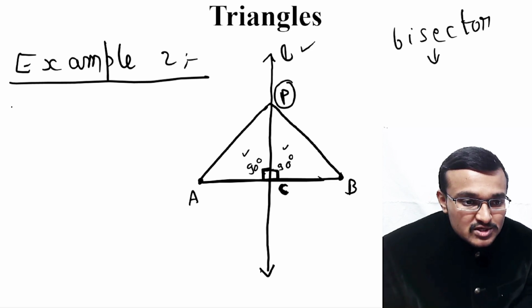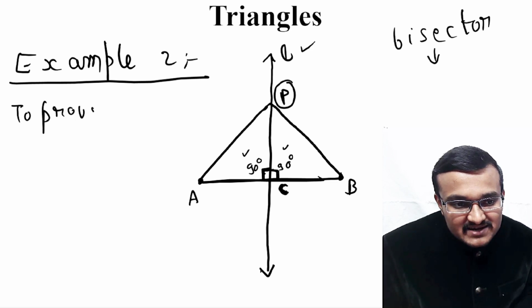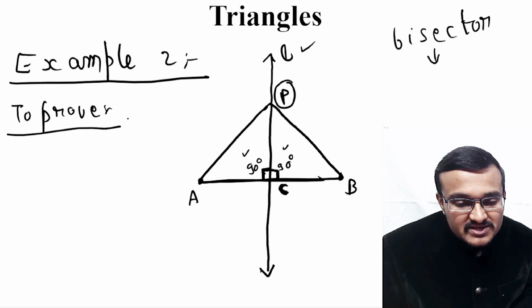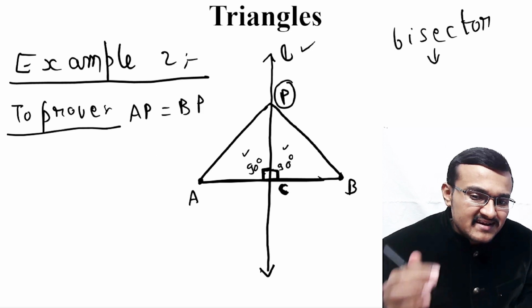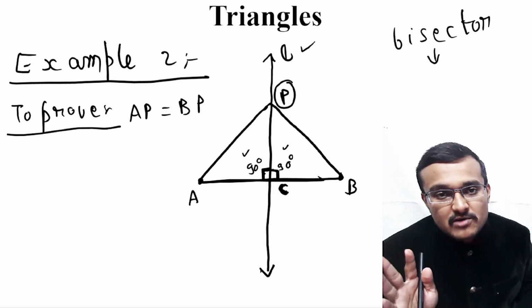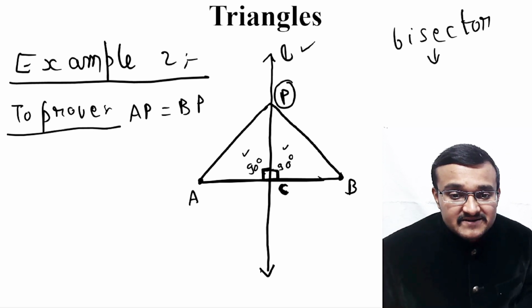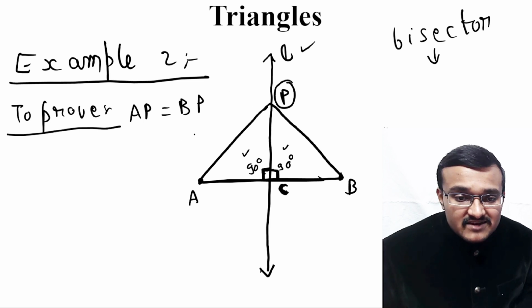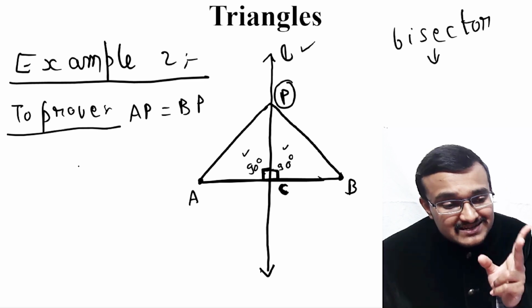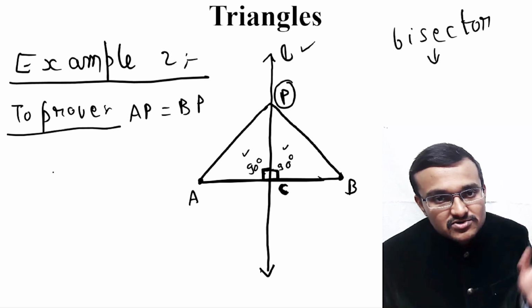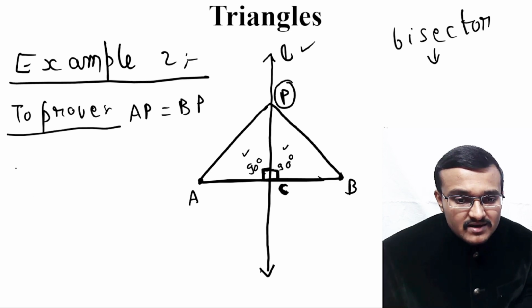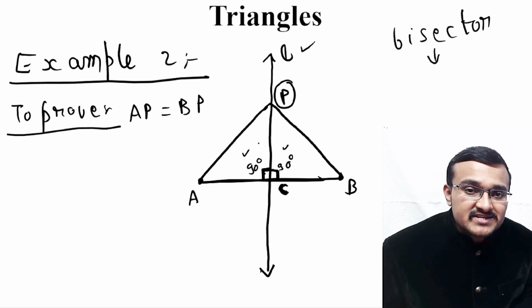Now you have to prove. So I'll just write: to prove. Here you need to prove AP is equal to BP. Now clearly you can see two different triangles are formed by this particular bisector. Since we are getting two triangles, we'll try to prove that these two triangles are congruent to each other, so that we'll get AP and BP equal to each other. Now here you can see PC is the common line for both of these triangles.